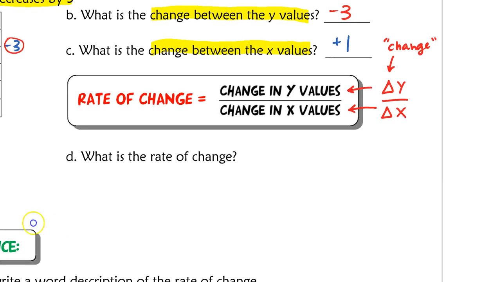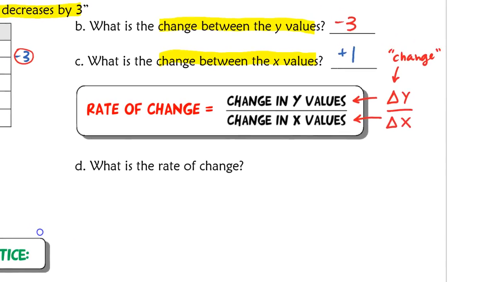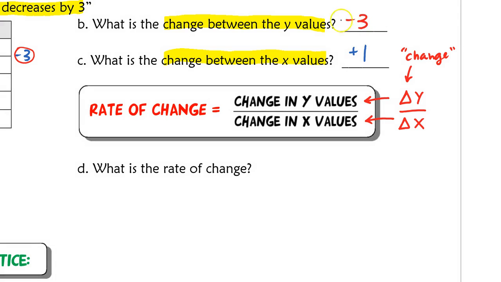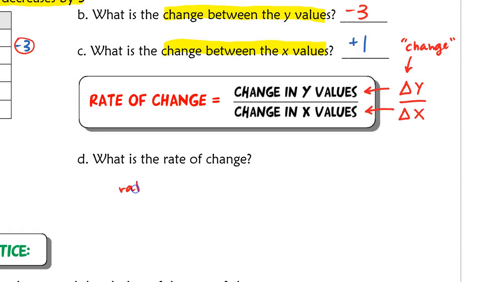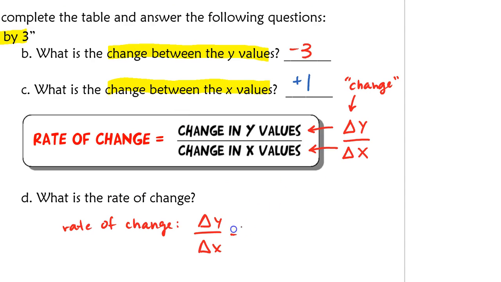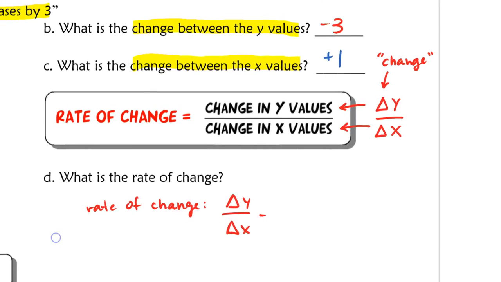Okay. So what is the rate of change here? Well, the change in y we said was negative 3. So the rate of change, remember, is the change in y over change in x. The change in y was negative 3, and the change in x was positive 1, which means we have negative 3 over 1. So that's our rate of change here in this particular example.